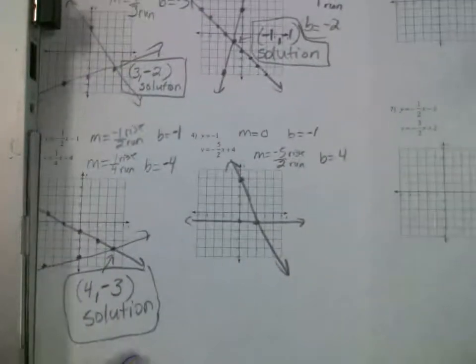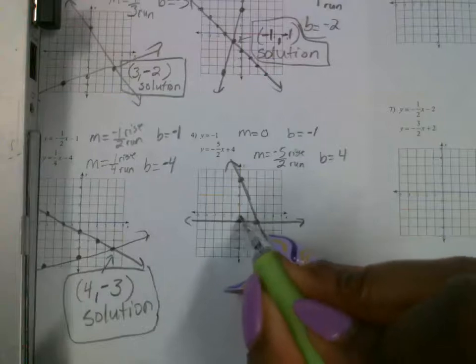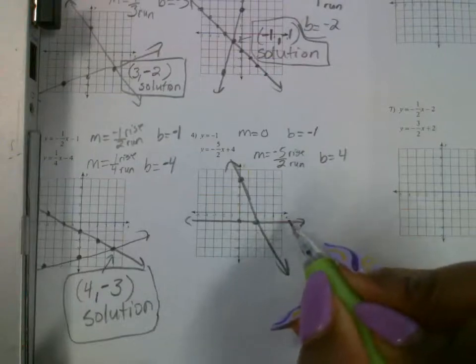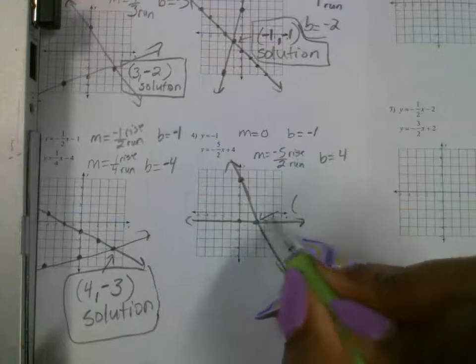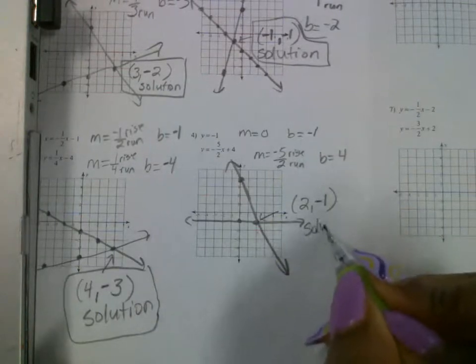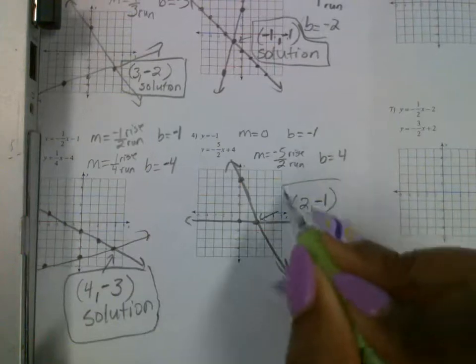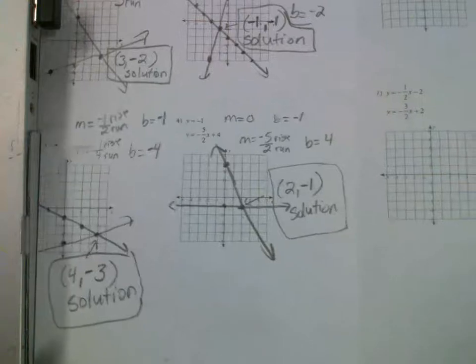Sorry about that, y'all. So what is the solution here? Where did they cross? They crossed at 2 and negative 1. Very good. This is the solution. Anybody get that right on their own? I did. But it was different.